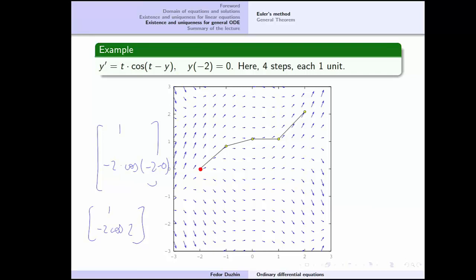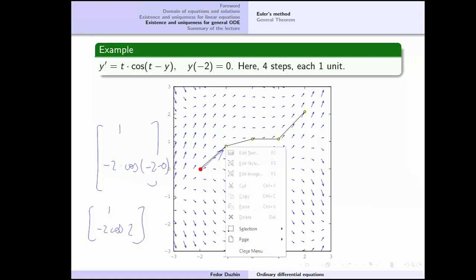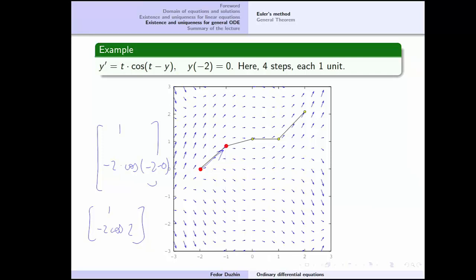Right? So we plot the vector with coordinates 1 and -2 cosine 2 here. And then in order to construct the next point, we just move along this vector. And then we repeat the procedure. So then we get to this point. Then here t is -1. Y is already, I'm not sure what it is exactly, so let's say it is 0.9 for the sake of the story.